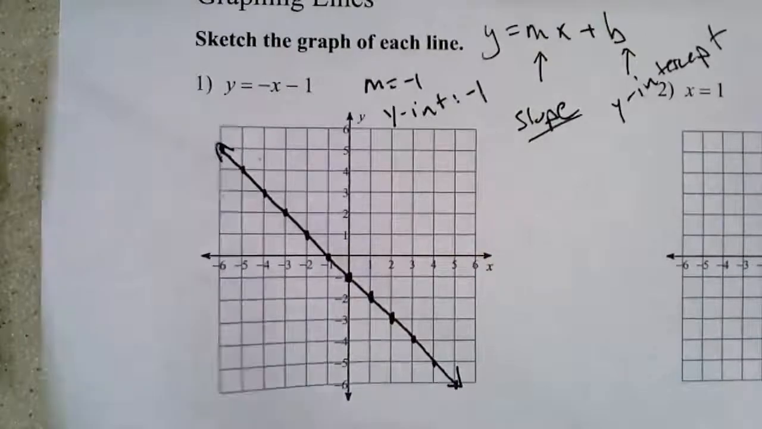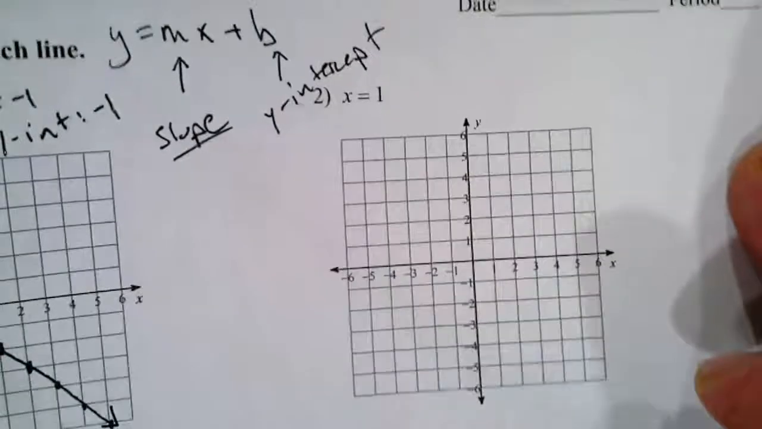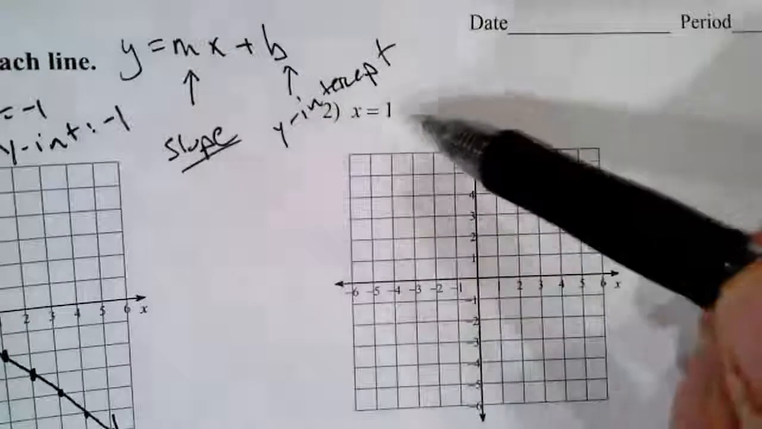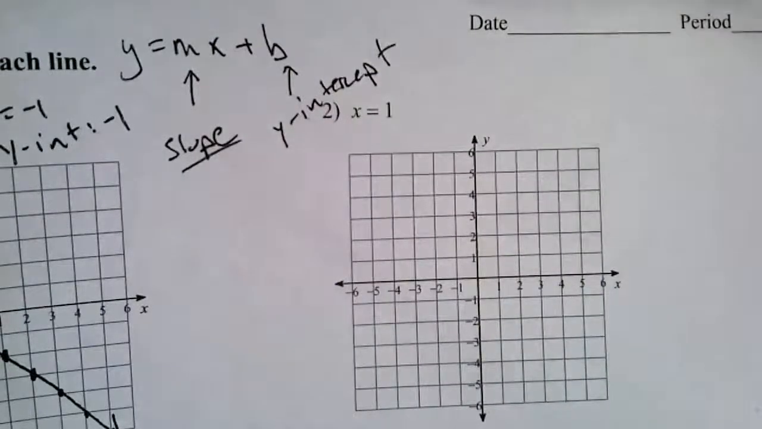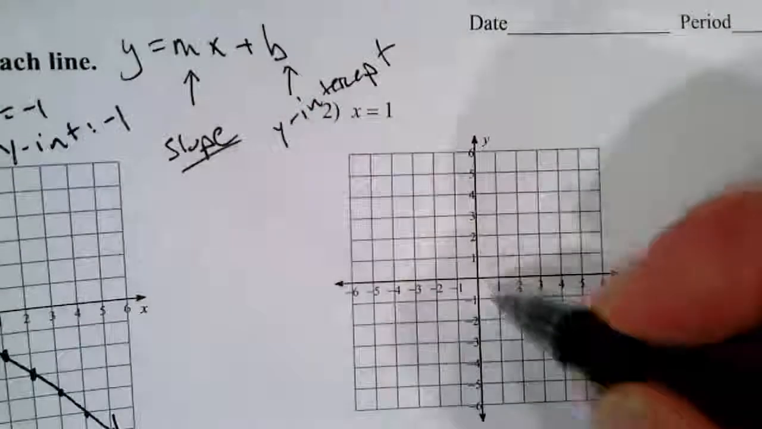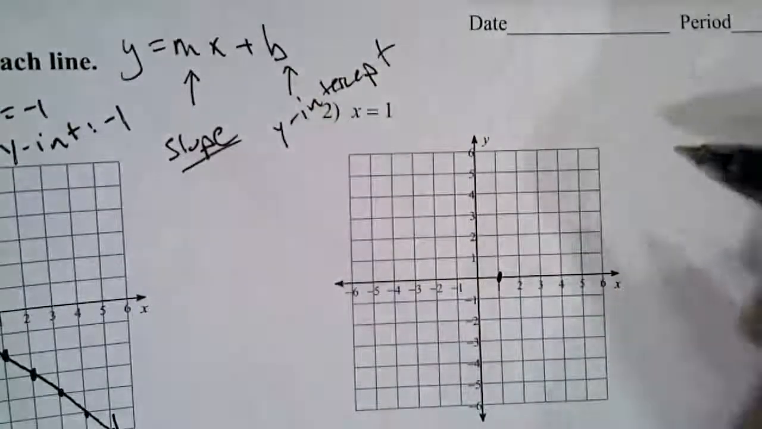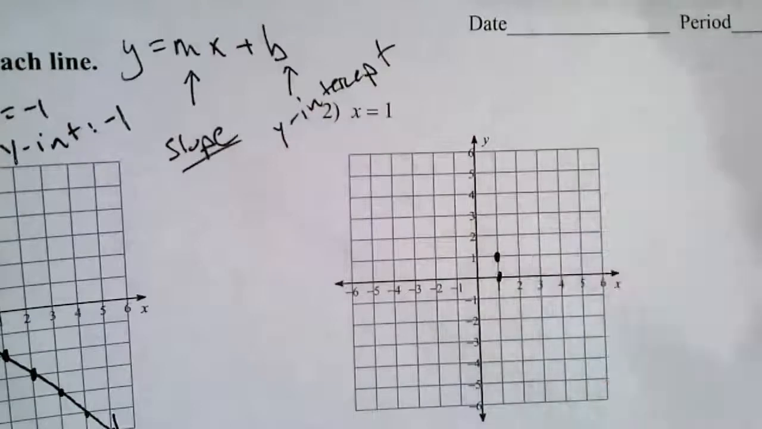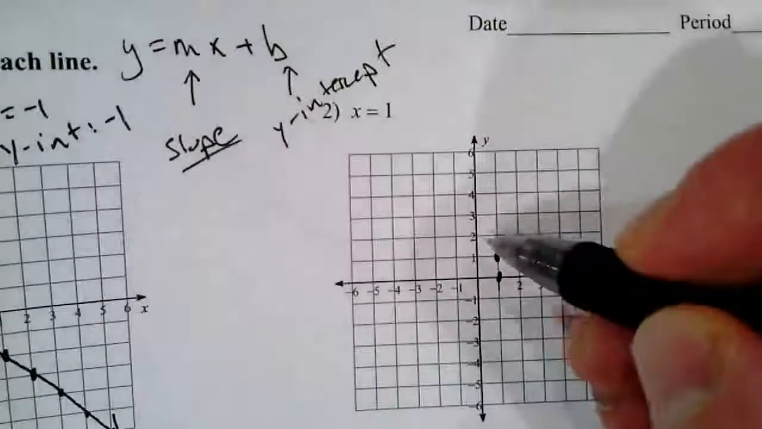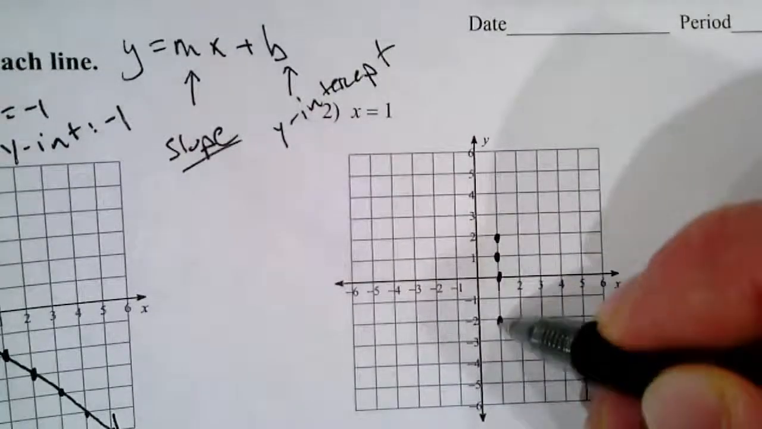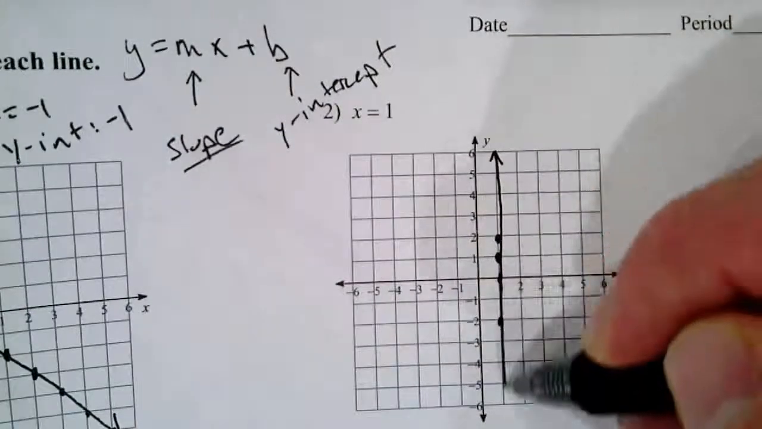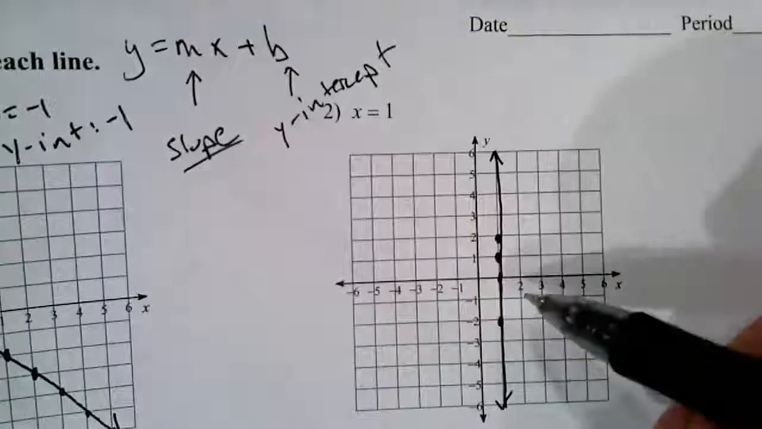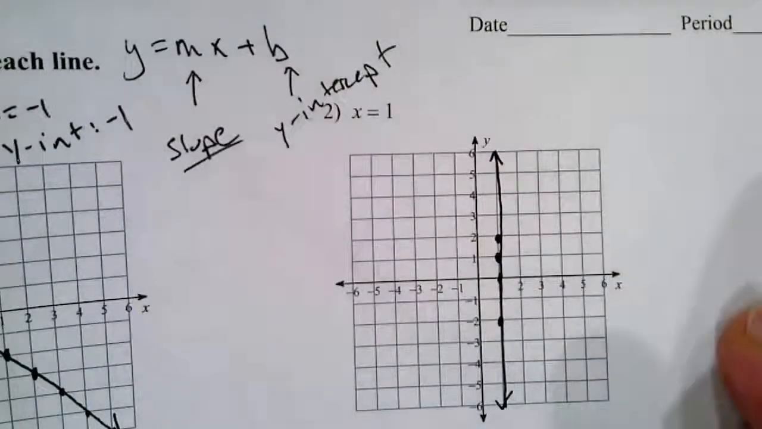Alright, next line. Switch over here a little bit. This one is x equals 1. Notice this is not in slope-intercept form. It just says x equals 1. It's the collection of all points that have an x-coordinate of 1. So for example, 1, 0, and 1, 1, and 1, 2, and 1, negative 2, and so on. You'll see this is shaping up to be a vertical line that crosses through the x-axis at x equals 1.